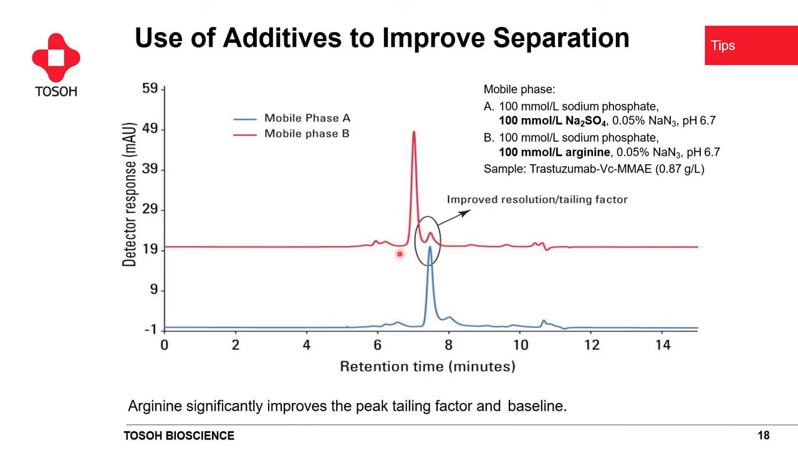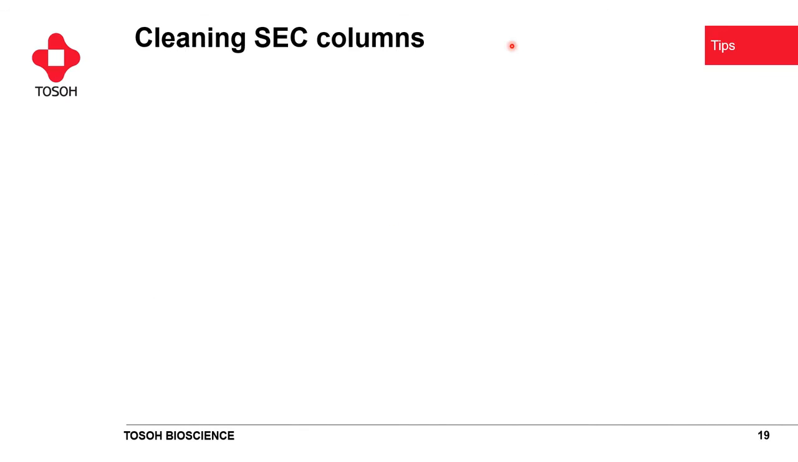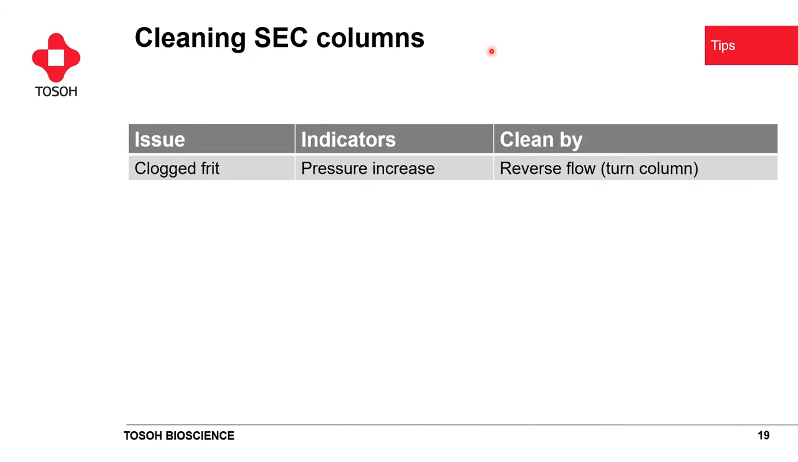On this last slide, I would like to dip into a topic that we typically get questions on, which is the cleaning of SEC columns. Typically you have a reason why you want to clean your SEC column, because you see something is wrong. This might be, for instance, a pressure increase, which might be related to a clogged thread. And in order to reverse that, we can basically turn the column and flush it in reverse flow to get rid of the clogged thread in the beginning of the column.